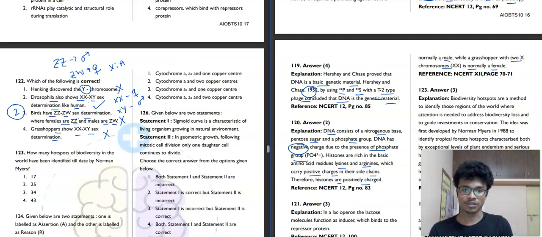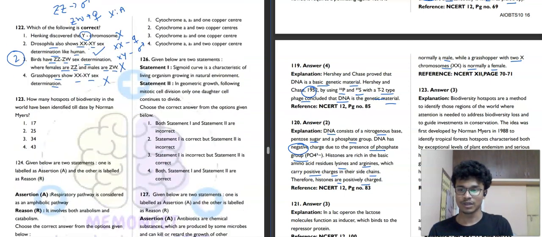Now moving toward the next question, 123. How many hotspots of biodiversity in the world have been identified till date by Norman Myers? 17, 25, 34 or 40? So the correct option for this will be 34. It is the third option. Biodiversity hotspots are basically a method to identify those regions of the world where attention is needed to address biodiversity loss and guide investments in conservation.